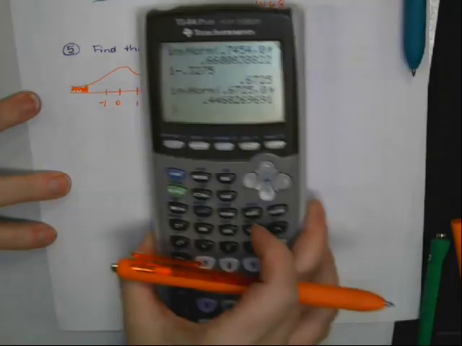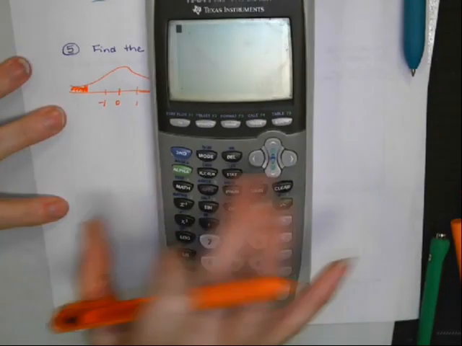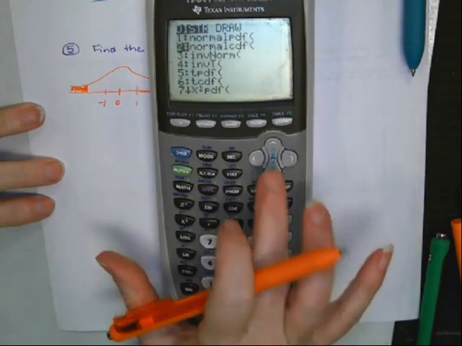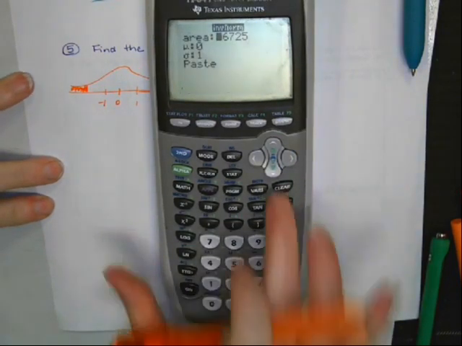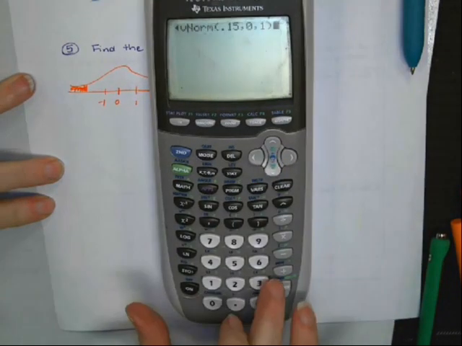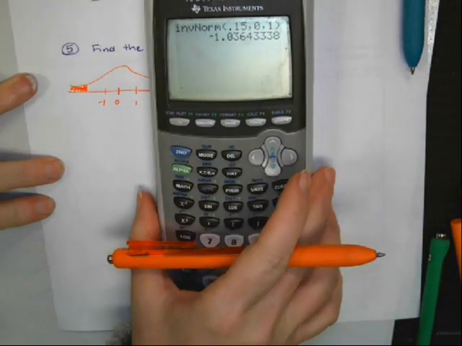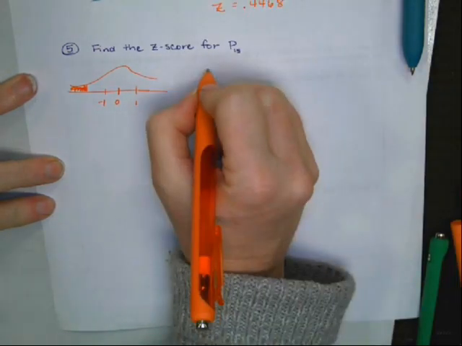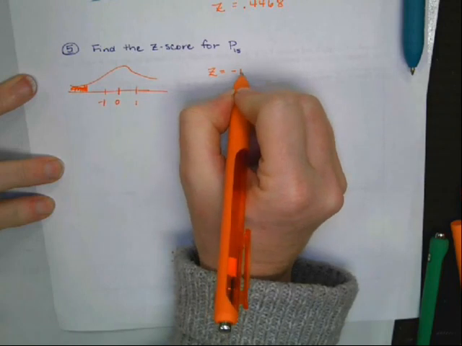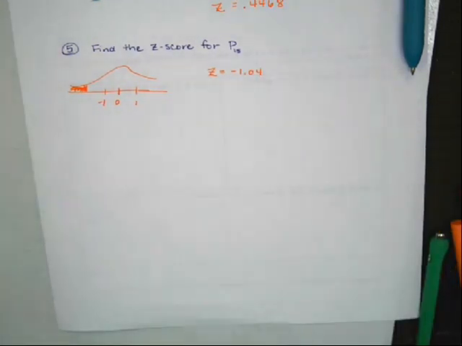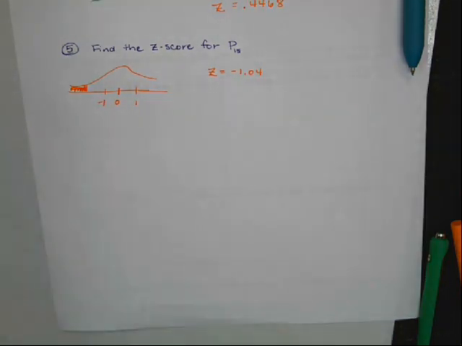Since it is shaded from the left, I can use my calculator and go into my vars menu, do inverse normal, and I would be looking for 0.15. And your z-score comes out to be negative 1.04. You could do the same thing on your z-table as well, because some people prefer to use their z-table.